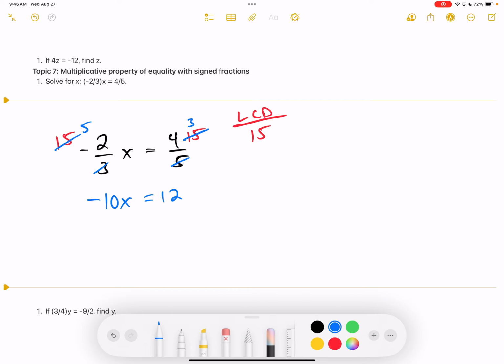Now you have a problem without fractions, and most of y'all can solve this one just fine. So divide by negative 10. And x is equal to negative 12 over 10. Again, the fraction, I think I said this on Monday, the whole thing is positive or the whole thing is negative. So I have a positive divided by a negative, so the whole thing is negative. And then you can reduce this down. You could divide both of these by 2 and get negative 6/5.